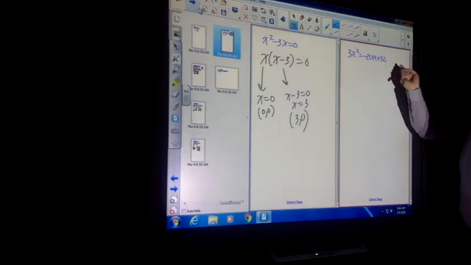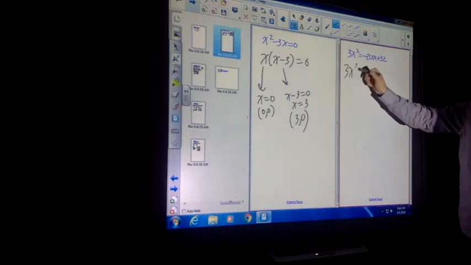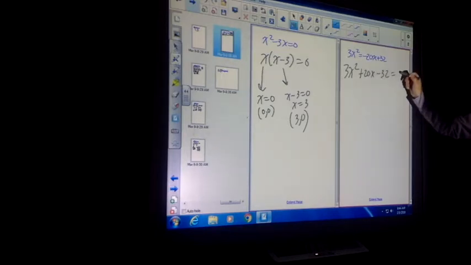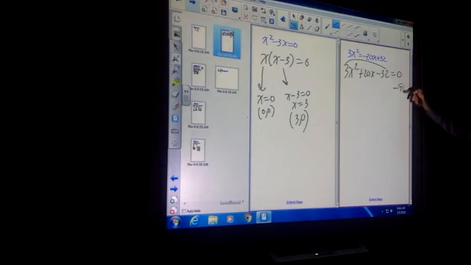Can I move all of this back over to that side? So if I have 3x squared, if I add 20 to both sides, I get 20x. If I subtract 32, I get this. Agree? Is that okay to do? Sure. Multiply that, my magic number looks like negative 96. So then factor that. I'm not going to factor it. I'm sure you can.